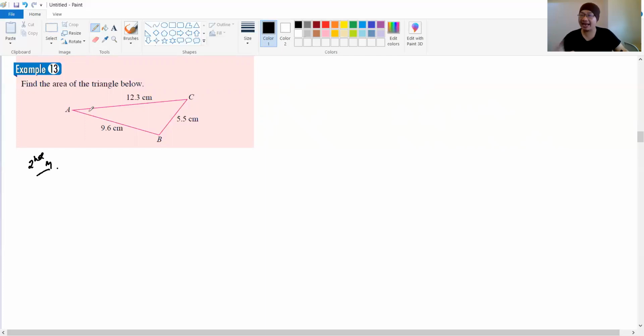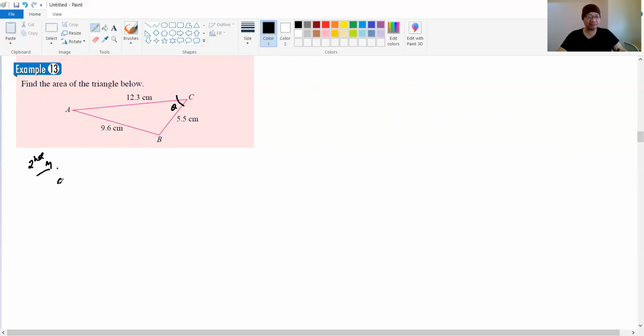In the second method, I need to identify the angle, right? Let's say I identify this angle. I want to identify the angle theta here, the angle C. All the lengths are given, but there's no angle, right? So how to find the angle here? Refer back to our previous video.